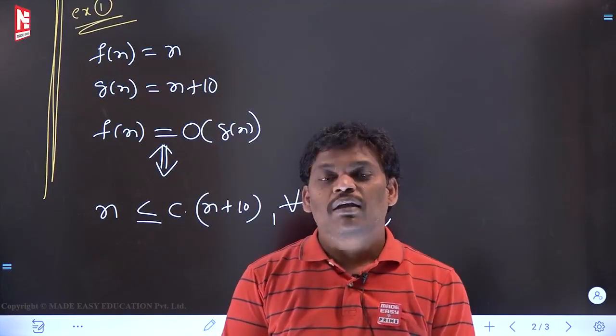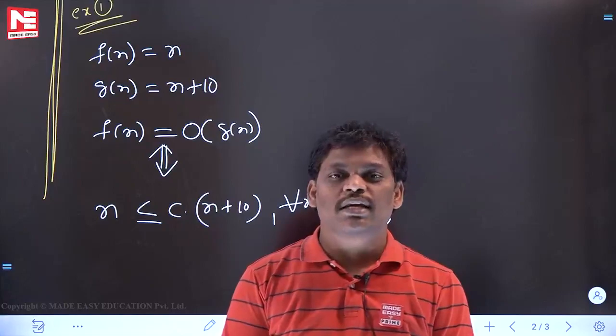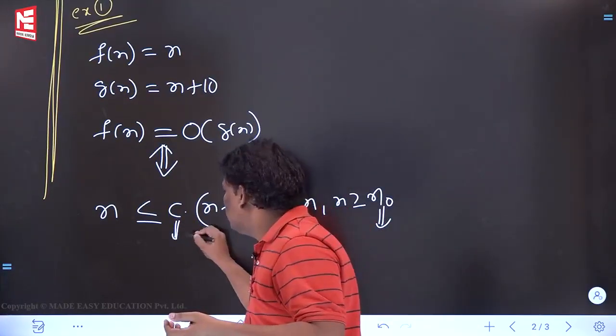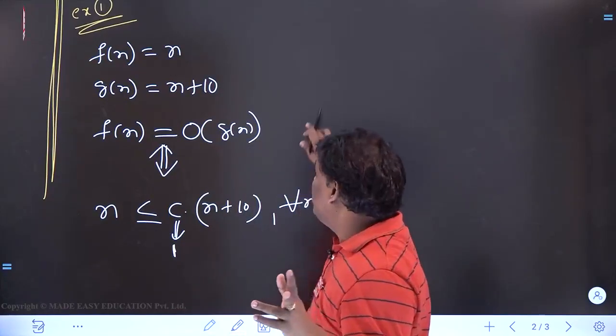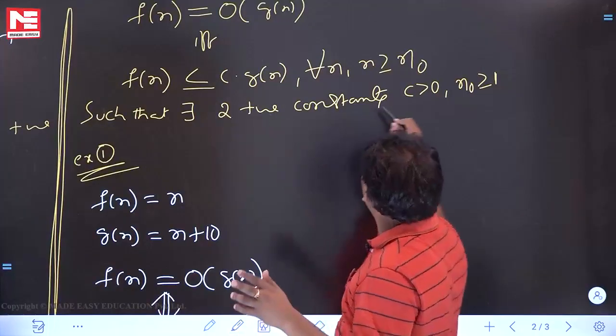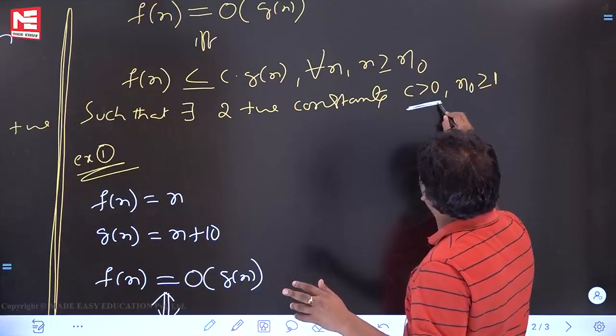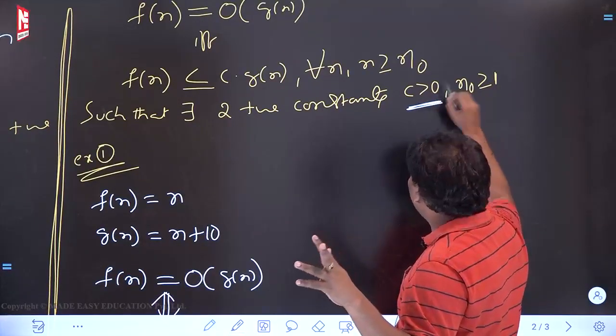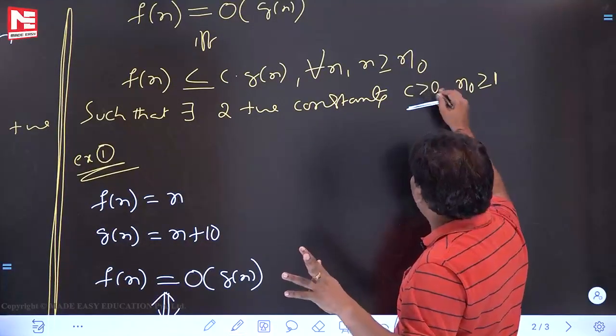Some people are asking me, already right is greater, why should I take C help? If it is already greater, you don't want to take it, then keep the C value as 1. Some people are asking, sir, what is the minimum C value? See the definition: such that there exist two positive constants, C greater than 0. Greater than 0, you take anything. I can take 1 also, 2 also, anything.